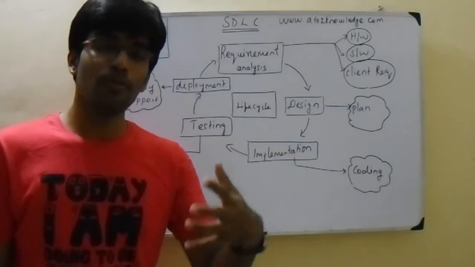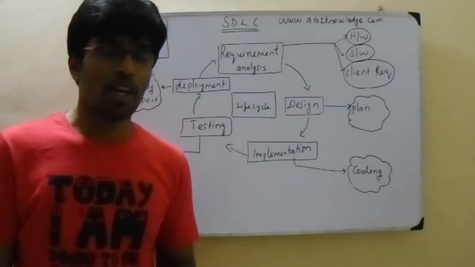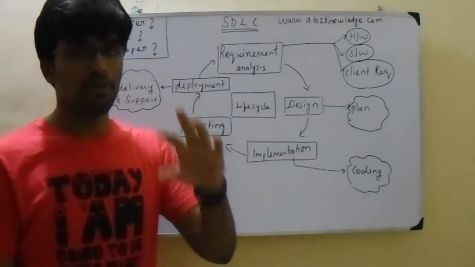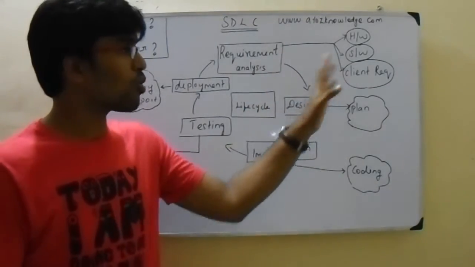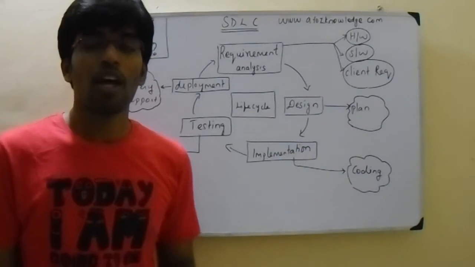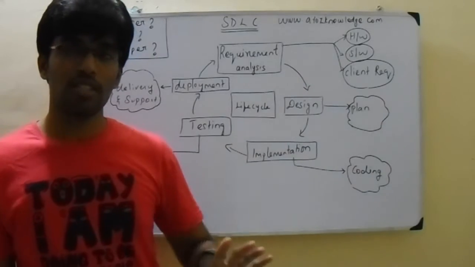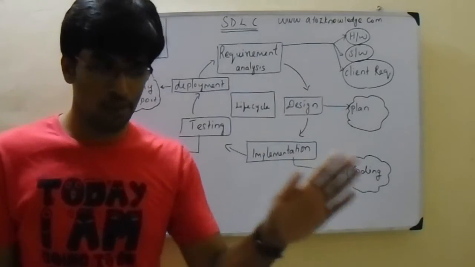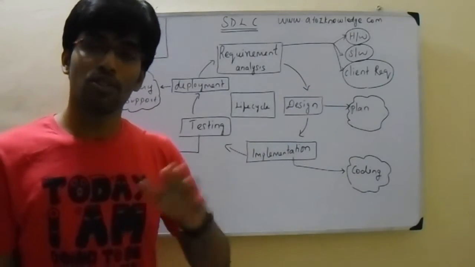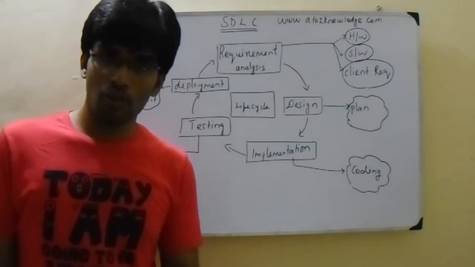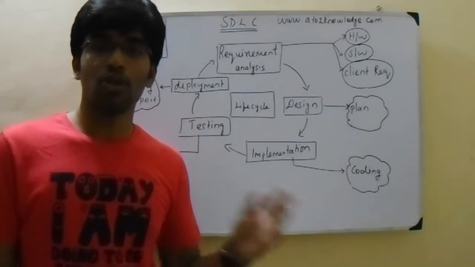From the client, you have to get some requirements. I am dividing the requirements into three: hardware requirement, software requirement, and client requirement. Hardware and software requirements are based on what the project is. Based on that you have to decide this is the software I am going to use and this is the hardware. Whether the software is open source or proprietary, you have to choose it.